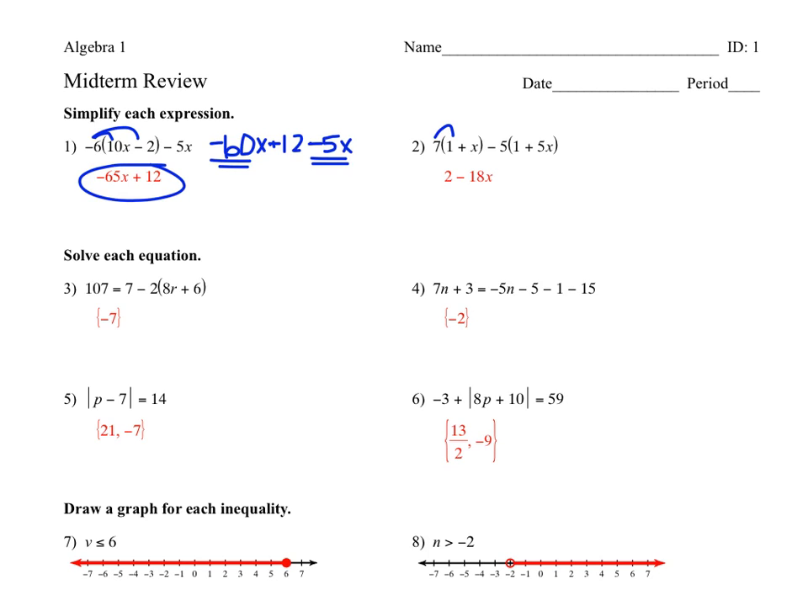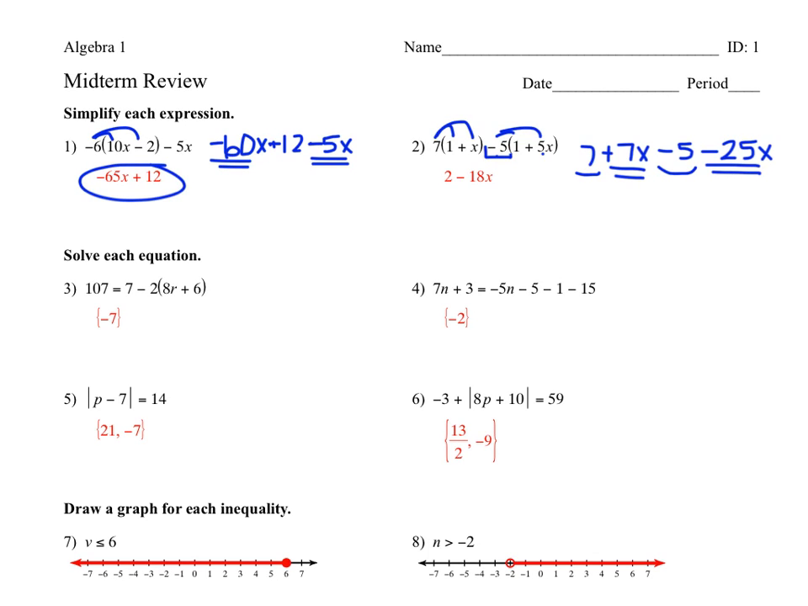On number 2, we have to distribute the 7. That gives us 7 plus 7x. And also distribute, this is a negative 5 that's multiplying. So that's going to give me negative 5 minus 25x, all right, because I've got negative 5 times positive 5. And then I just want to look at the pieces that I can put together. So I've got a positive 7 and a negative 25. That's where they got this negative 18x here. And then I have a 7 and a negative 5 I can put together. When I put those together, that's where I'm going to get my 2.